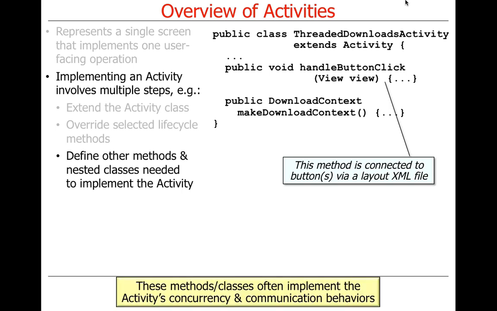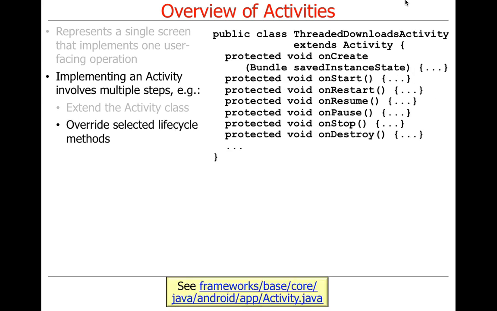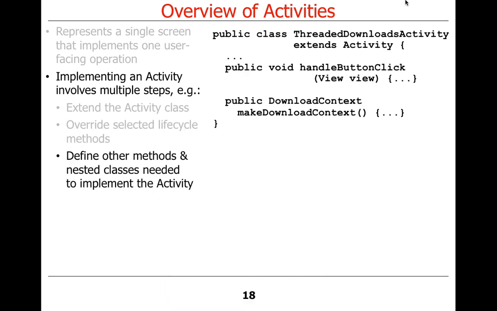Typically, these other methods or classes are where the concurrency and communication take place. Some of that sometimes goes in the so-called lifecycle methods, but more commonly it takes place in the methods that you define that are part of the activity. What's the main difference between the lifecycle methods and the business logic or application logic methods? What's the main difference between them?